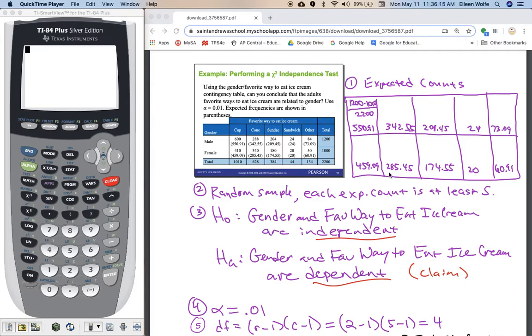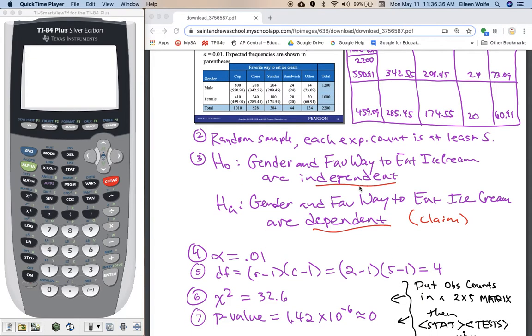Do the math of finding the expected counts for the contingency table. Step 2 is to write that the observed counts came from a random sample. In other words, that survey of 2,200 people was a random sample of adults who eat ice cream, and that we can verify each expected count, the ones up here in step 1, is at least 5.